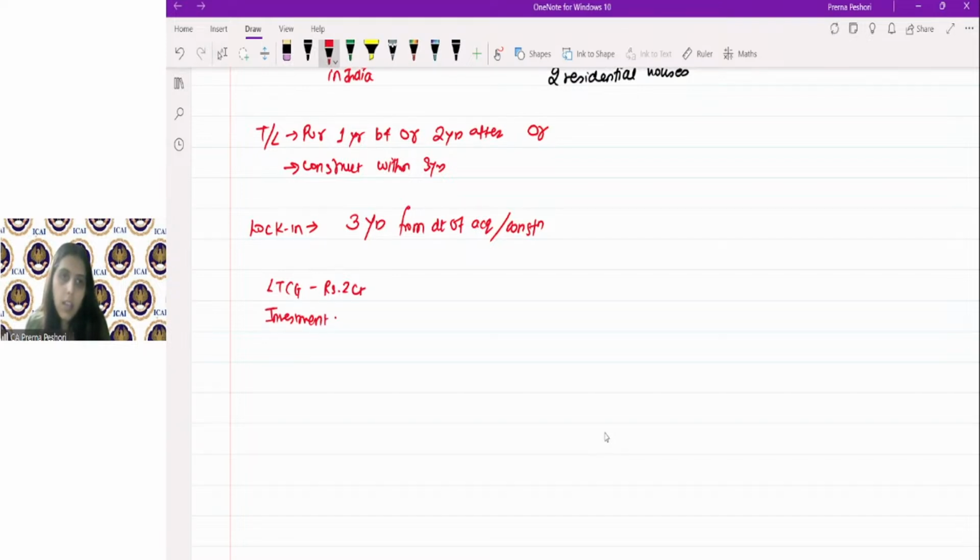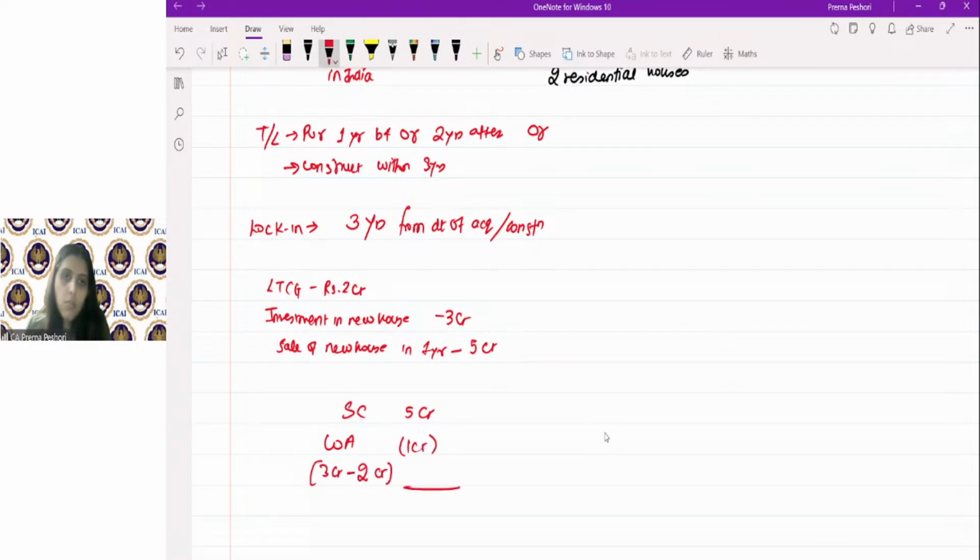Investment in the new house is 3 CR. Sale of the new house in, let's say, 1 year is 5 CR. So how I will do it: sale consideration 5 CR, cost of acquisition 3 CR minus 2 CR. So I will reduce the cost of acquisition to 1 CR, and this will be my capital gain of 4 CR. And this will be my short-term capital gain. Clear? Are we clear?